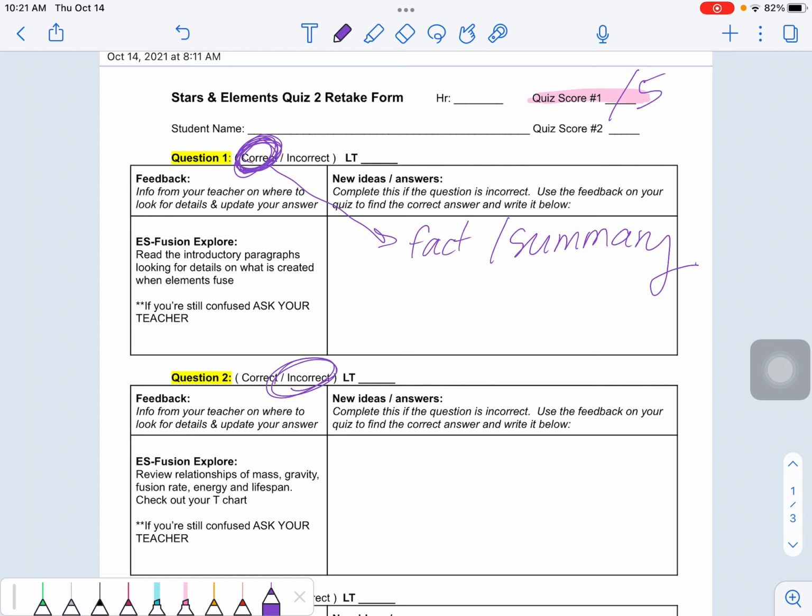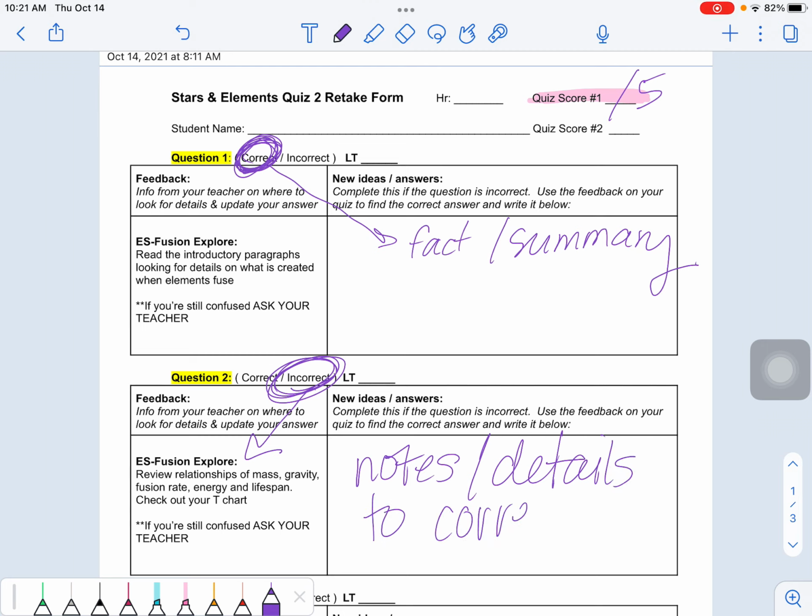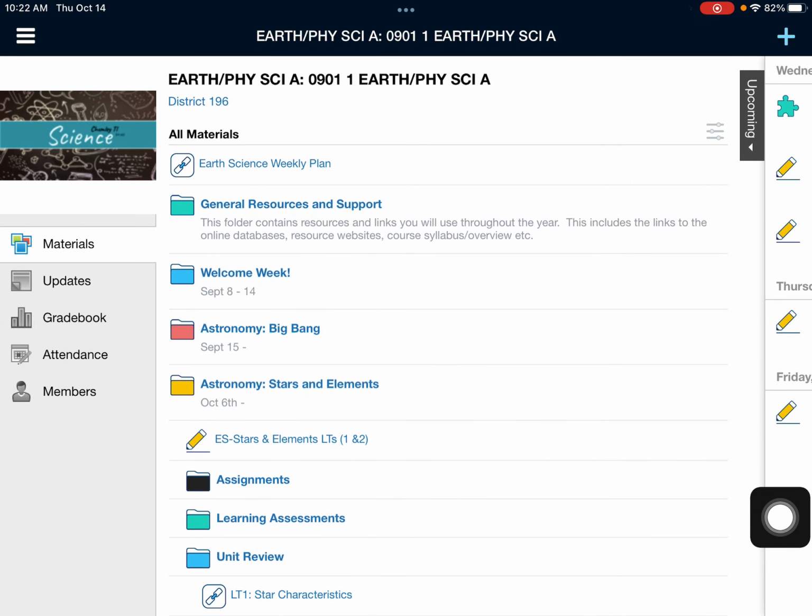If you have an incorrect question, then you're looking here to make sure you know where to find information to help you put in notes and details to get you to the right answer. And I know if you're not here today, you don't have this form, so I'm putting it into our Schoology page. Right here in our stars and elements, I'm putting it in our assessments folder, so you can put it into Notability and have it digitally since you don't have the piece of paper with you today. And this is also where you can find the quiz from yesterday too.